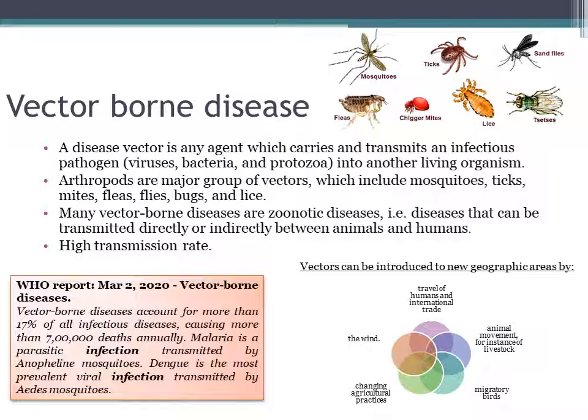arthropods are the major group of vectors, and I have given some photographs here which all belong to arthropod groups, like mosquitoes, ticks, mites, fleas, flies, bugs, and lice. Here I also want to remind you that not all arthropods are vectors. Even the butterflies which you love to watch are also arthropods.